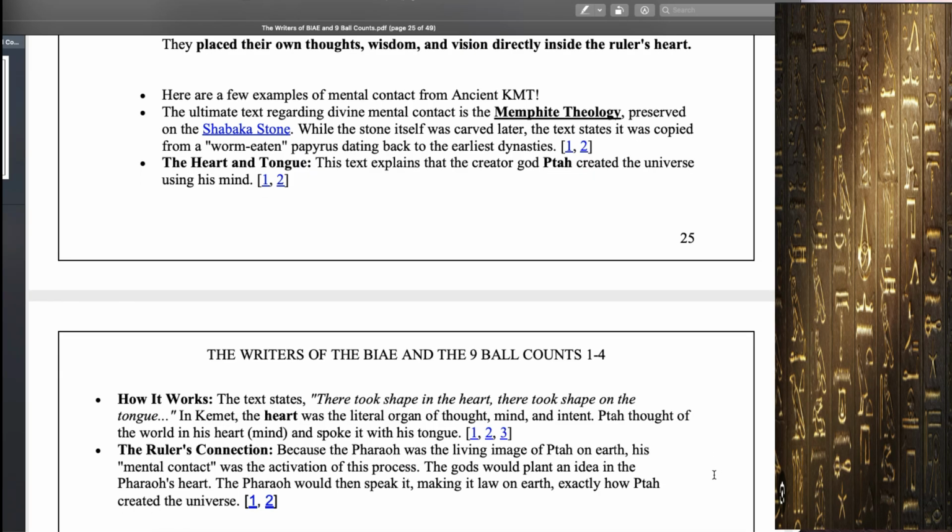The ruler's connection: because the pharaoh was the living image of Ptah on earth, his mental contact was the activation of this process. The gods would plant an idea in the pharaoh's heart. The pharaoh would then speak it, making it law on earth, exactly how Ptah created the universe. And you can see an example of this in the so-called Moses story, when God told Moses, I'm gonna put in Pharaoh's heart not to let the people go, even though that was not true.